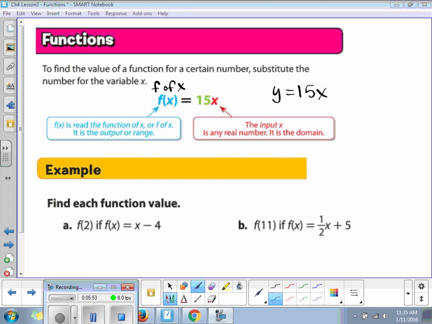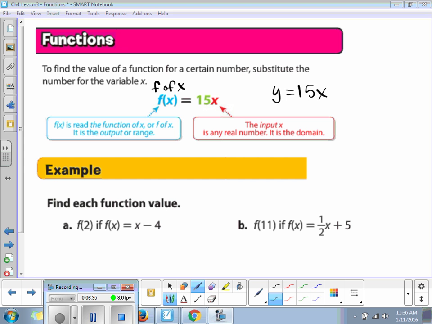This f of x is the output. So if f of x is the output, what else can I call it? The range, or the dependent variable, or the y, because the y is the output. Here the input, the x, is any real number, and that is the domain. It's also the independent variable. It says right there, it's the input.